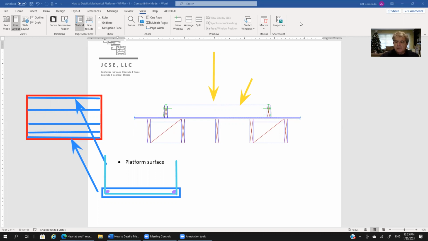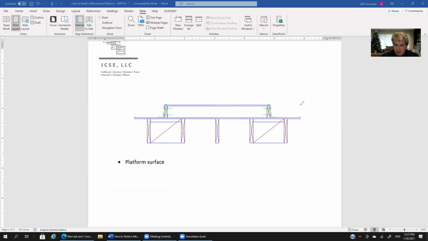Okay, let me clear the screen. What else do we have here? Before I get to that, so we're clear that this here is a 2x, we've kind of seen that now. These are 2x6s, probably spaced 16 inches apart.